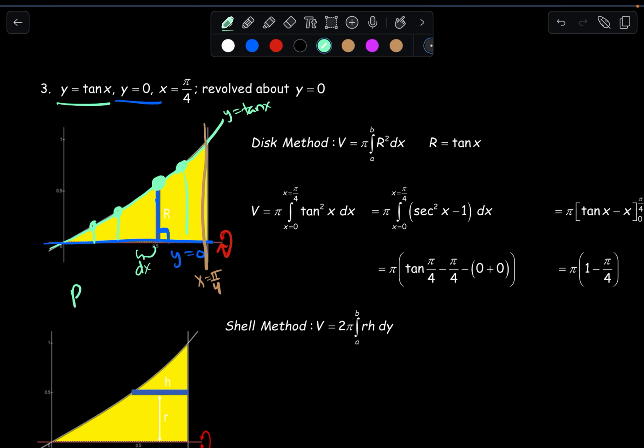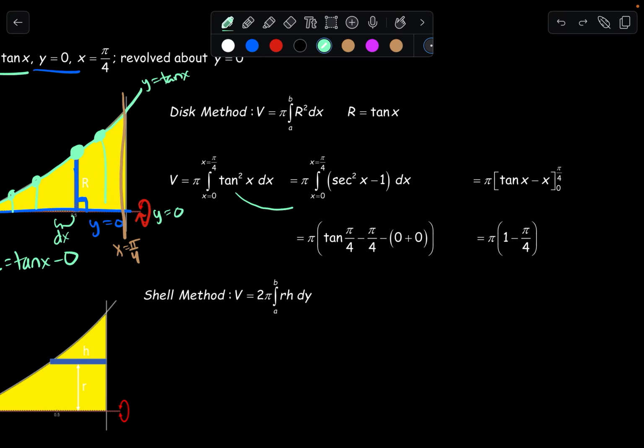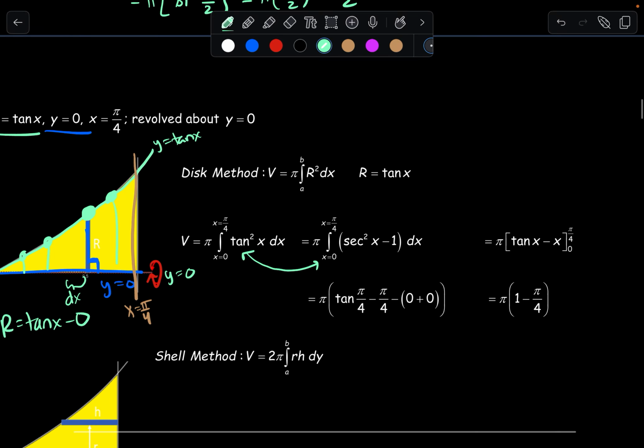So if we think of r is equal to top minus bottom, we have tangent x. The bottom is just y equals 0, so minus 0. And then we end up squaring that when we put it into our disk method formula. All right, so getting from this step to this step, we end up switching from tangent to secant magically somehow.